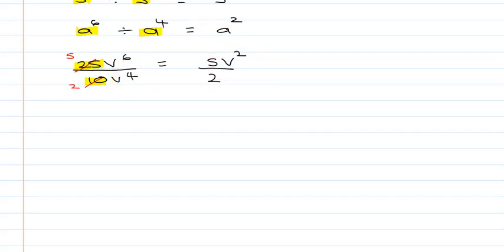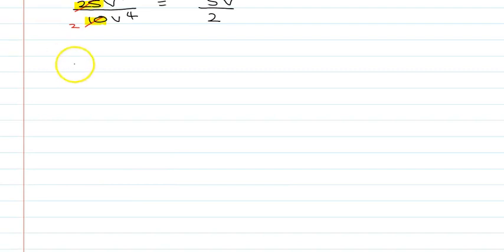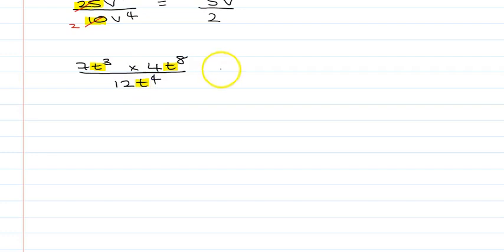My final example is going to mix up the two laws, the multiplication law and the division law. So 7t to the power 3 multiplied by 4t to the power 8, all divided by 12t to the power 4. Now I'm dealing with all bases of t, so I can apply the multiplication law here, and obviously I'll apply the division law. So that's crucial to applying the laws, is having the bases the same. Alright, let's look at the numerator first. 7 times 4 is 28, and t to the power 3 plus 8 gives me t to the power 11. And then I'm going to write the denominator 12t to the power 4.